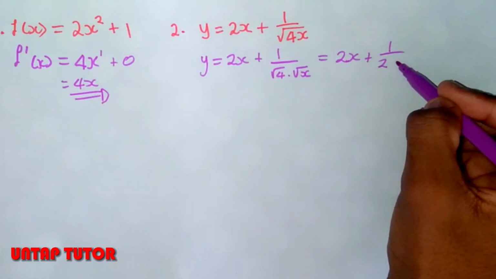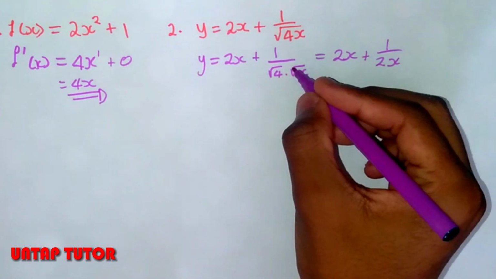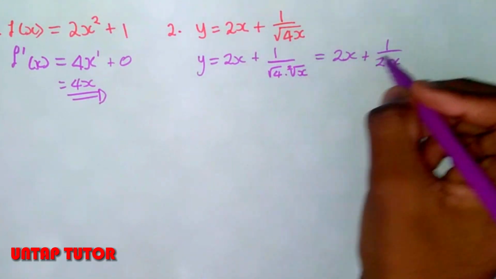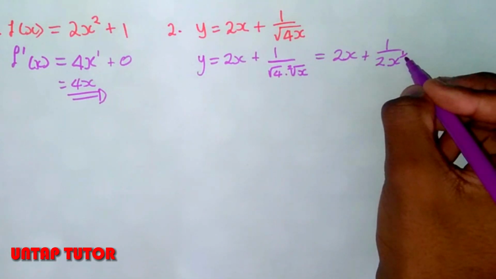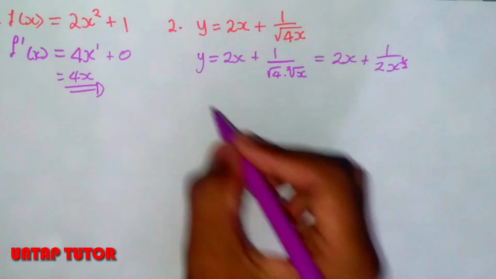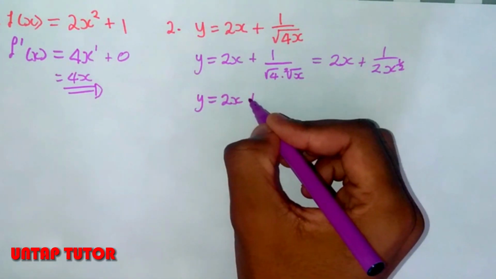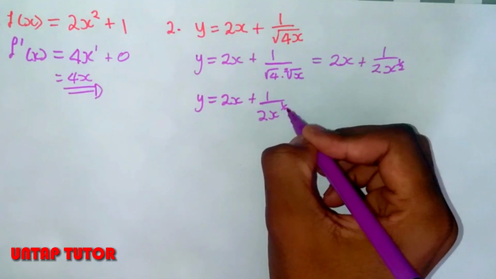And then root x, I told you we rewrite the x. And since it's a square root, we know there's a 2 out here. So the exponent of x is 1, and it becomes to the power of 1 over 2, where the 2 represents the square root. So it's going to become x to the power of 1 over 2. So now our equation becomes y is equal to 2x plus 1 over 2x to the power of half.